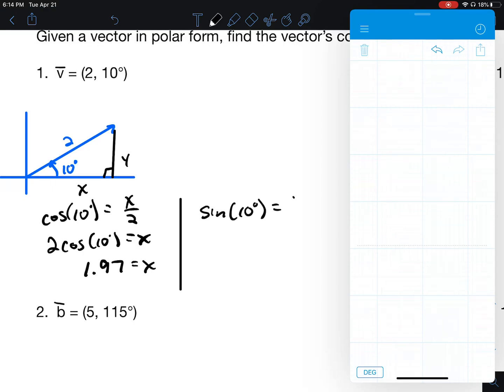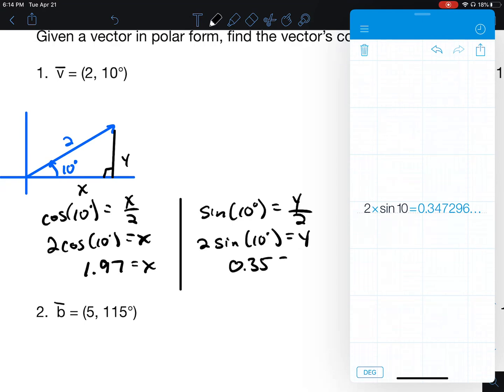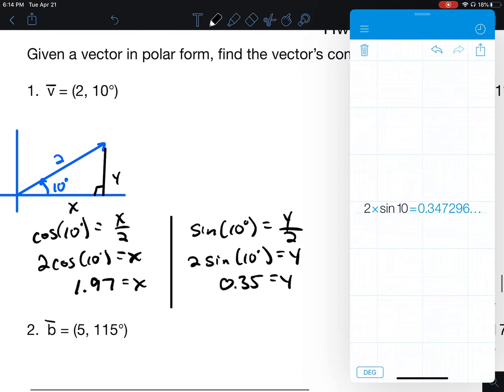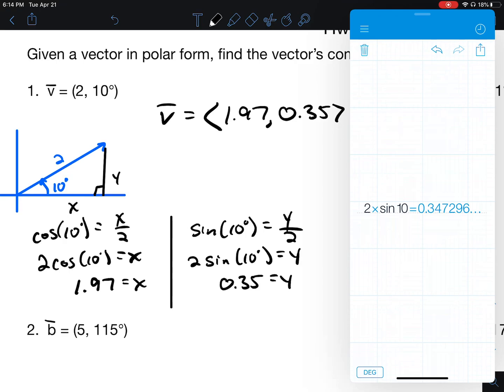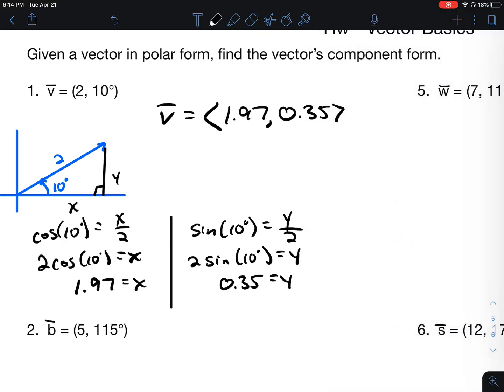And then if we want to figure out what y is, we would do sine of 10 degrees is y over r. Multiply both sides by 2. And we would get y is about 0.35. So in component form, this is to the right 1.97 and up 0.35.